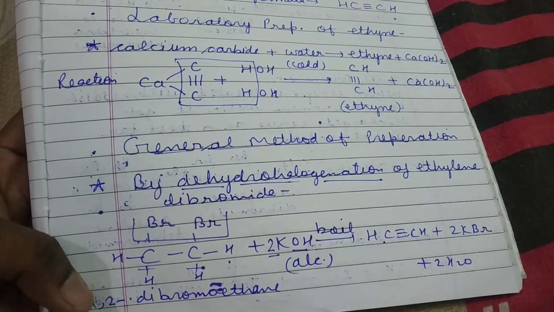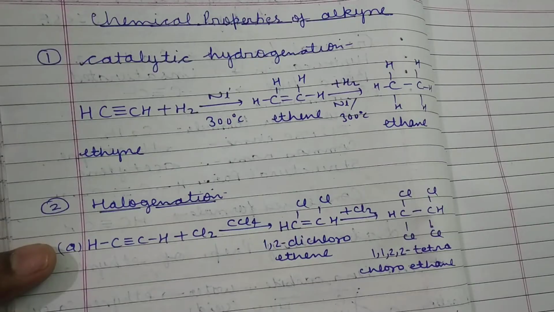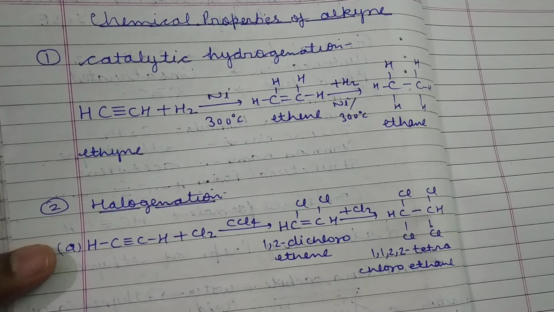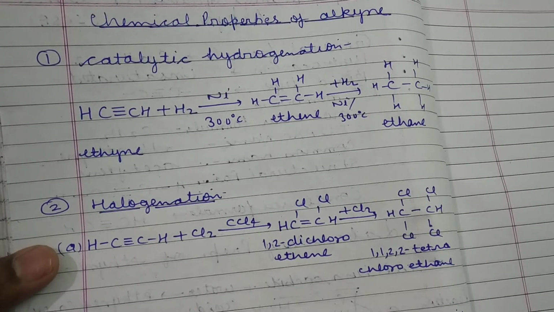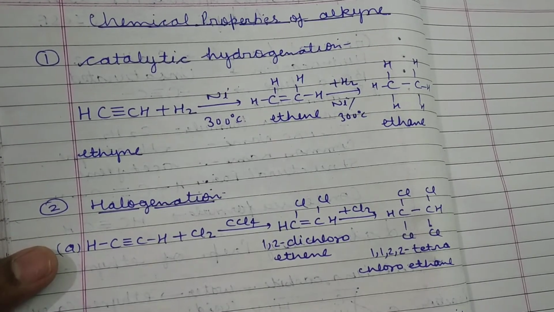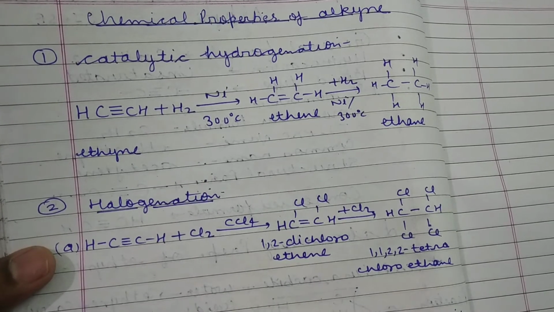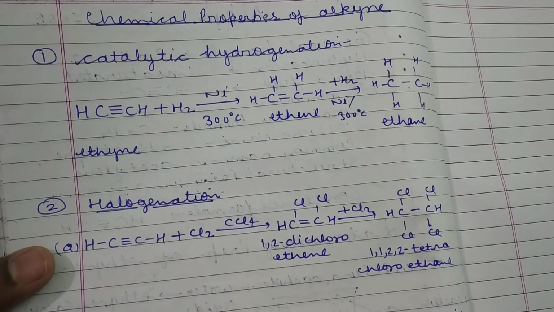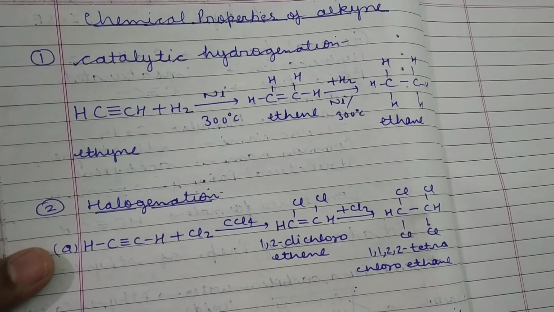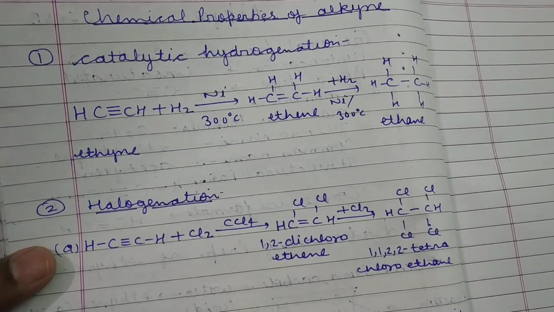Now we will discuss the chemical properties of ethine. Before the start of chemical properties, I want to share one notice that I have included the links of alkane and alkene in the description box. If you want to determine the properties of alkane and alkene, you can check from them.